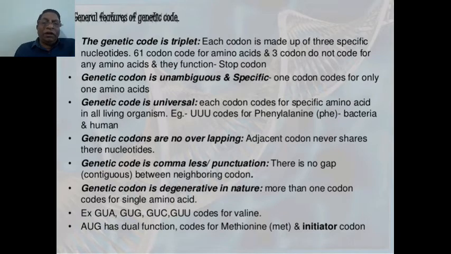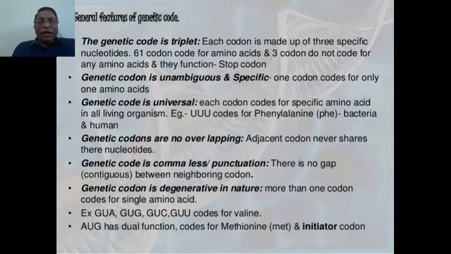Now, next character. Genetic code is comma-less. Comma-less means there is no gap between two codons of mRNA. Say, for example, mRNA is having AUG, UUU, UUC, like this codons. Between AUG and UUU, there is no comma. So this is what we mean by comma-less. Genetic code is comma-less.